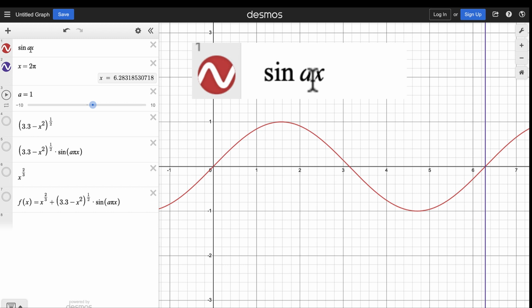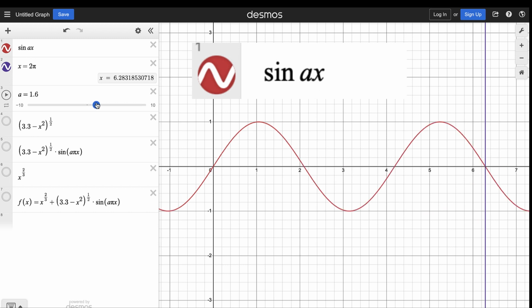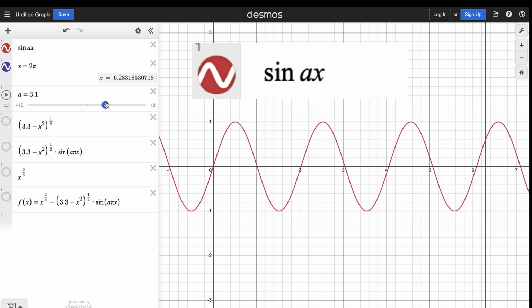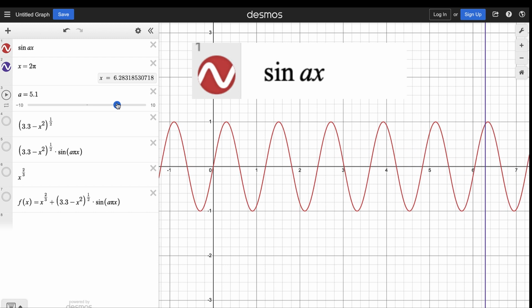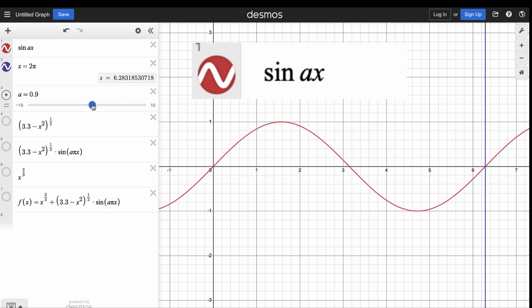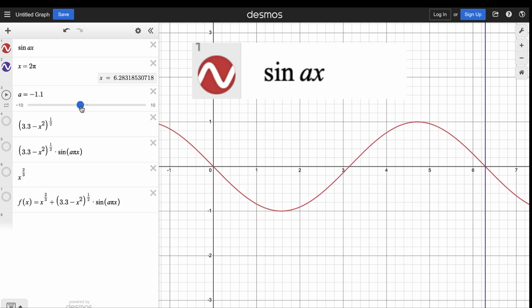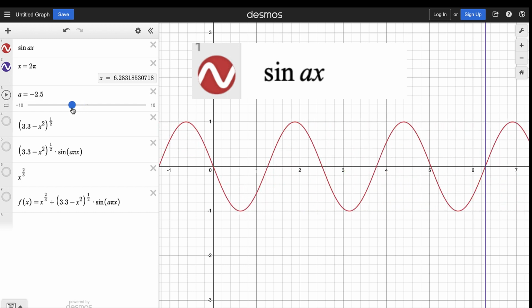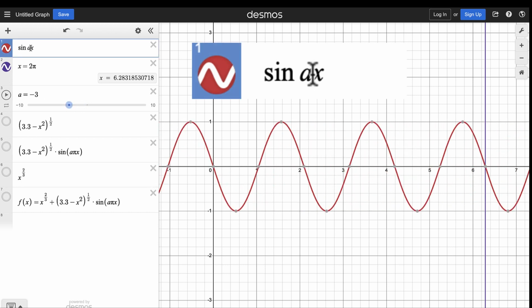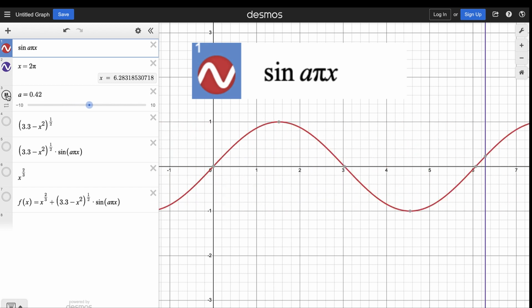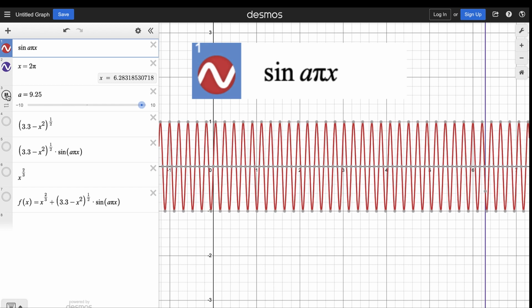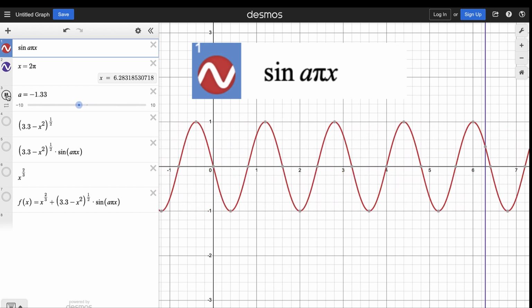Now, if I increase the number a, notice that there are more cycles in that span of 2 pi. Conversely, if I decrease it, there are fewer cycles per period. And then if I go negative, it's just reflected to the other side. I'm going to multiply this with pi so that I can have more cycles in the same period. And if I animate that, I can vary the value of a, and then we have this moving graph.